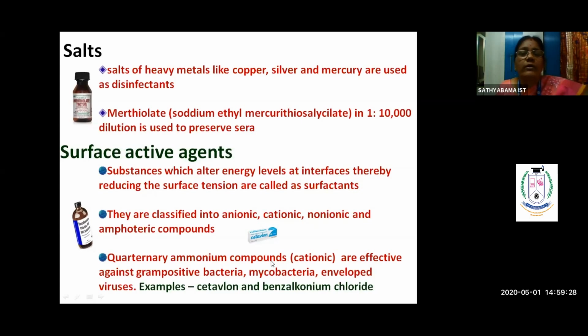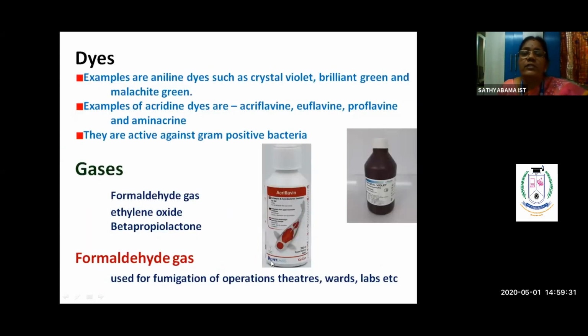Dyes. Dyes are nothing but coloring agents. We use dyes in the laboratory for staining. Some of the dyes have antimicrobial activities, so they can also be used as disinfectants. Based on the chemical compound present, they can be aniline dyes, acridine dyes, etc. Examples of aniline dyes are crystal violet, brilliant green, and malachite green. Examples of acridine dyes are acriflavine, euflavine, proflavine, and aminacrine. They are active against gram-positive bacteria, so they can be used as a wound dressing material or skin disinfectant.